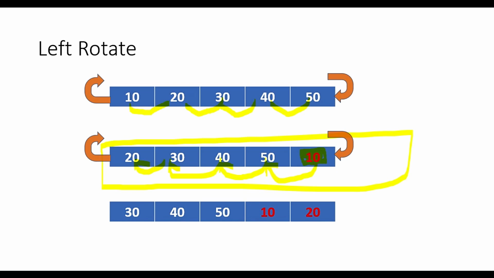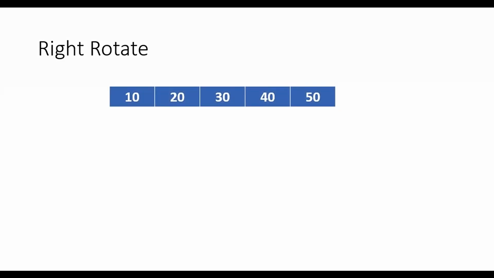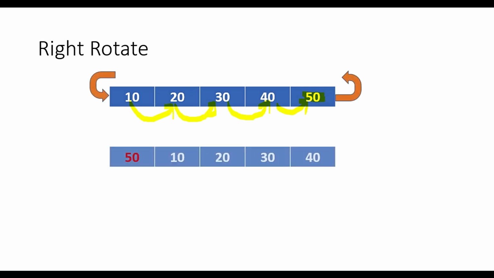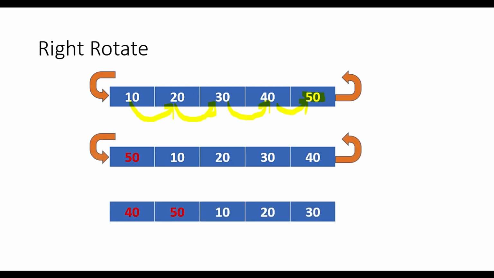Similarly, we can also have a right rotate operation. In right rotate operation, let's take the same array. And in right rotate operation, the rightmost element is taken out of the array. So in this case, 50 is the rightmost element. It should be taken out of the array. And the remaining elements before 50 should be moved towards right by one position at a time. So when the right rotate operation is performed, the resultant array would look like this. Again, if I right rotate this by one position, then the resultant array would look something like this.